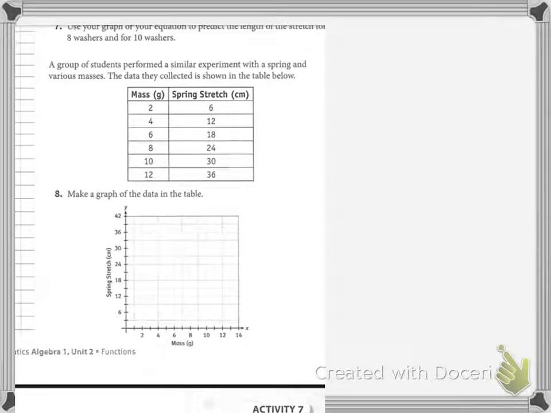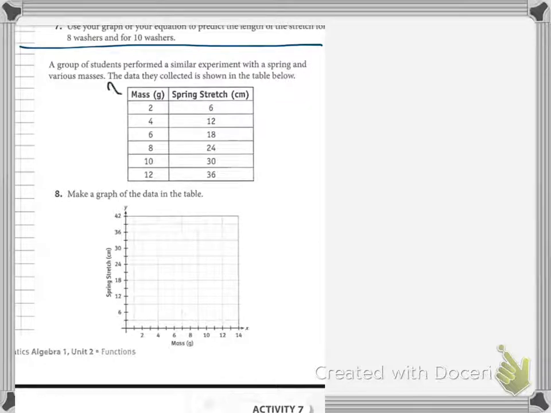So here I'm on page 98. And we're going to start here with number 8. I know there's some other stuff above that. Unfortunately, we're not going to have a chance to do that experiment. But here, what we've got is data for a spring connected to a cup, and when we put different masses in it, we can measure how far the spring stretches. So first thing we need to do is graph this information.